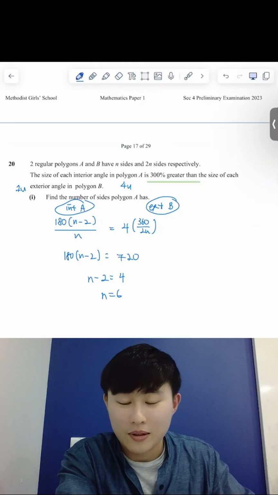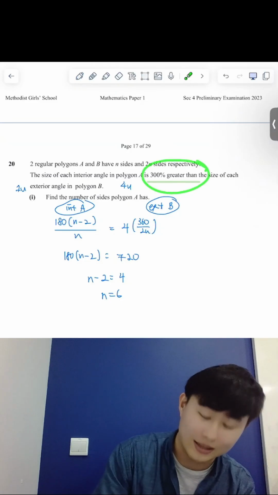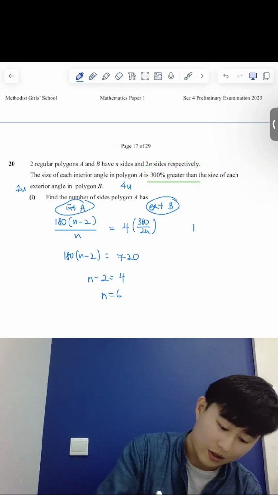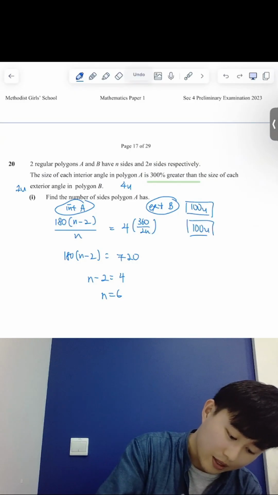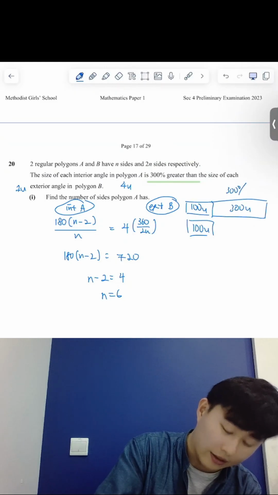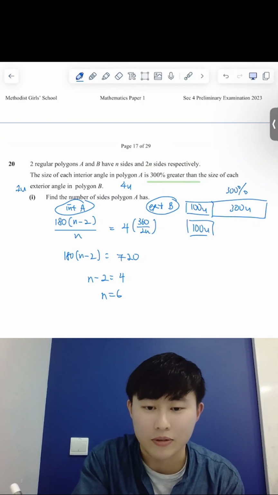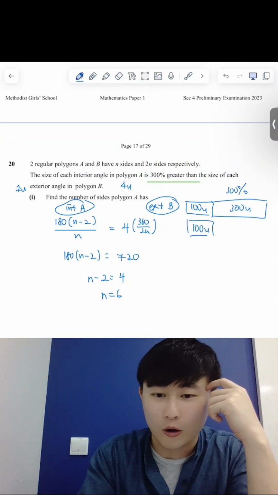So you thought, okay, it's 300% greater than. If I use primary school knowledge, 100 units is my model. I am 300% greater than the other guy, so my total is 400%. So it's 4 times of that. Can? Okay, nice.